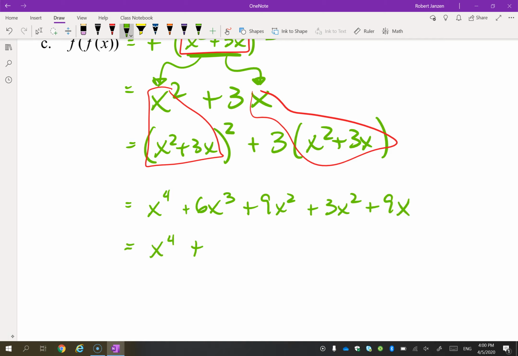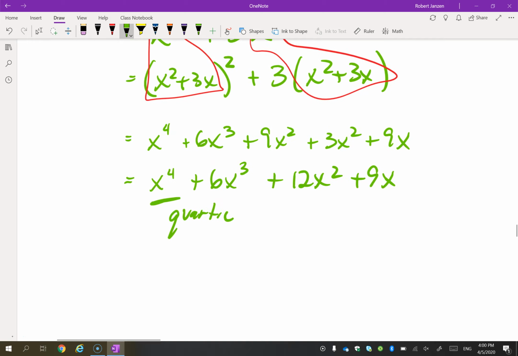Now what kind of shape is this? Well, you can see this is a quartic. And what is the domain of a quartic? Negative infinity to infinity.